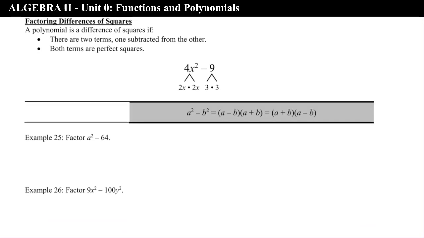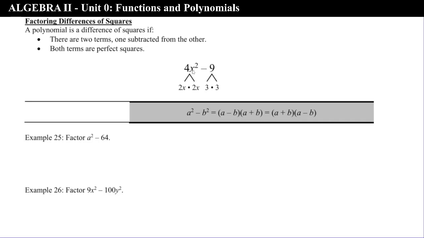Okay, now let's talk about factoring differences of squares. This is just another type of thing that you're going to run into, and this one really is not that difficult. It's all about recognition. A polynomial is a difference of squares if there are two terms, one subtracted from the other. That's where the word difference comes from in the title. And both of the terms are perfect squares. That's where the squares comes from.